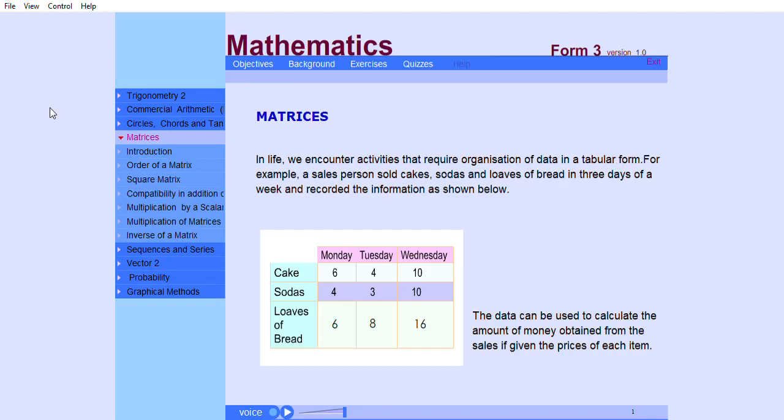Matrices. In life, we encounter activities that require organization of data in a tabular form. For example, a salesperson sold cakes, sodas, and loaves of bread in 3 days of a week and reduced the information as shown below.